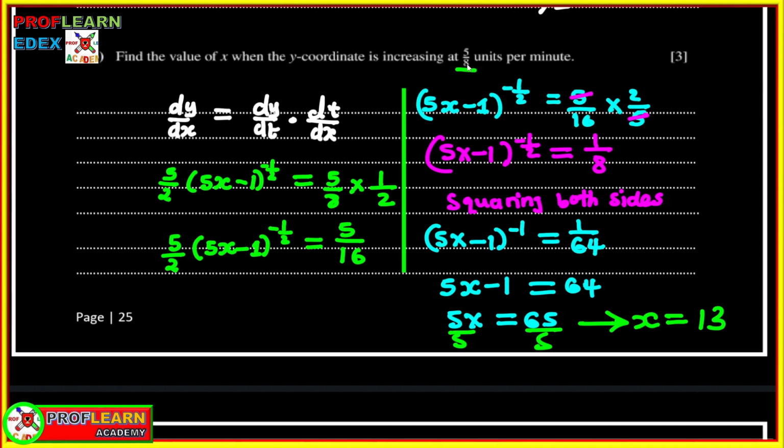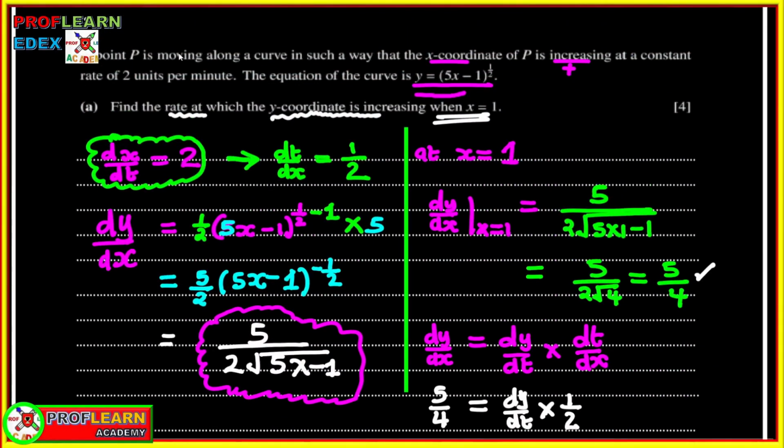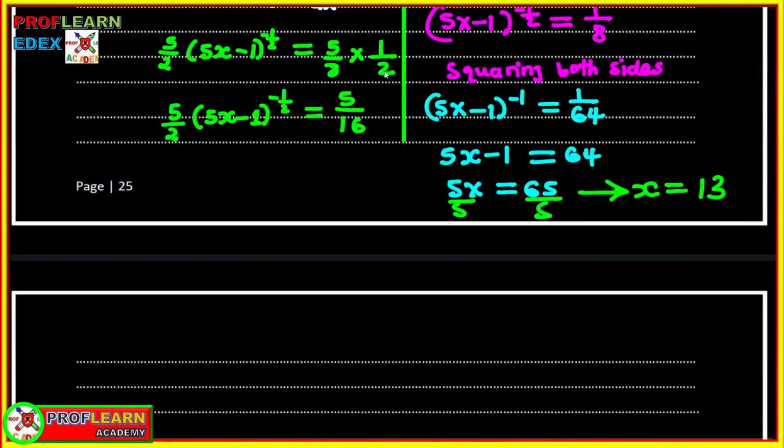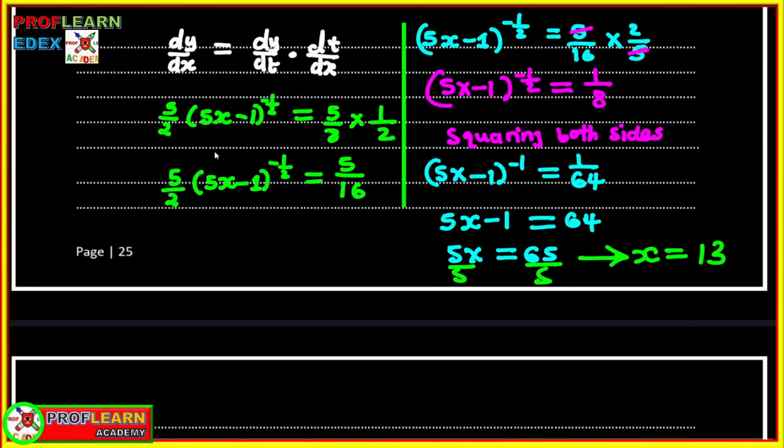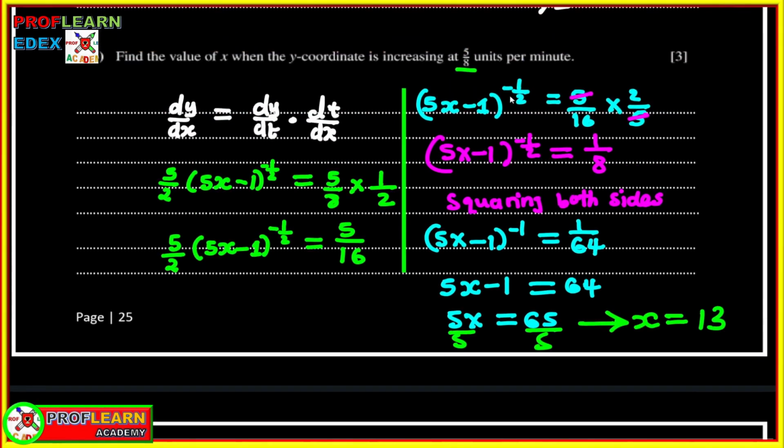Find the value of x when the y coordinate is increasing at the rate 5 over 8. So we are going to take the gradient function dy/dx and equate it to 5 over 8, because dy/dt is 5 over 8 times 1 over 2, because we were told the rate of change of x was constant, was not changing. So we retained it like that, and then we can now work it out and find the value of x as shown there.